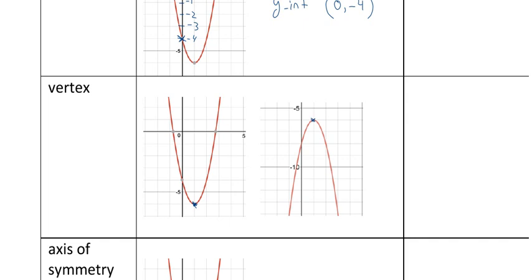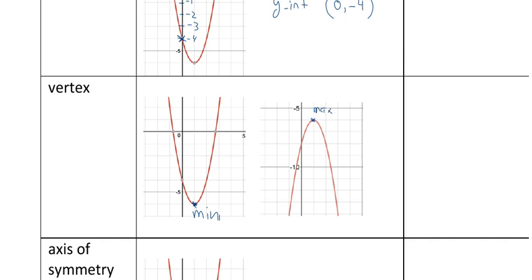And in this case, your vertex is a maximum. You're going to either have a min or a max. You can't have both. It's going to be either a minimum or a maximum. The vertex, when I ask you for the vertex, I'm looking for a point. When I say a point, I'm looking for x and y values.